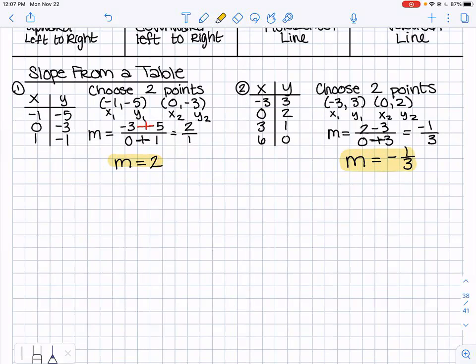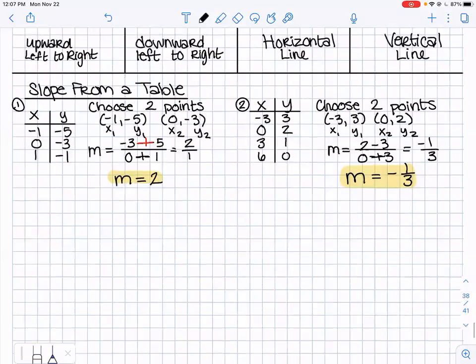Did you use 3, 1 for your other point? Oh, I added the top. Ah, there you go. You gotta subtract the top. Always subtract on this unless you got 2 negatives. All right, so that's from a table. Let's try ordered pairs.